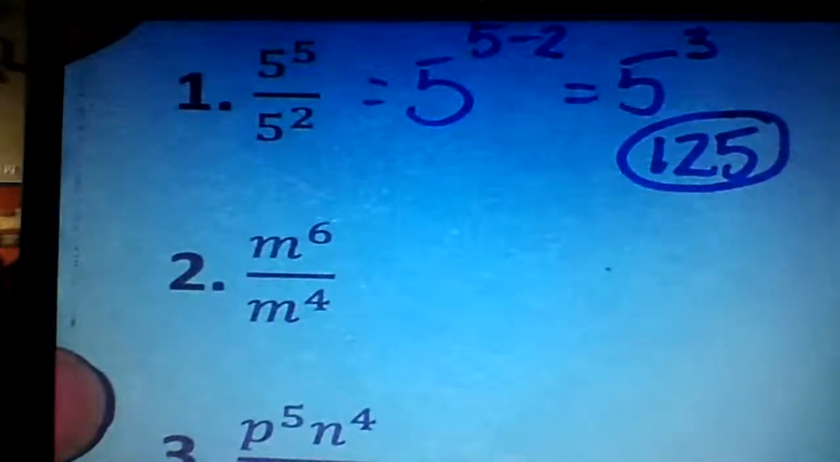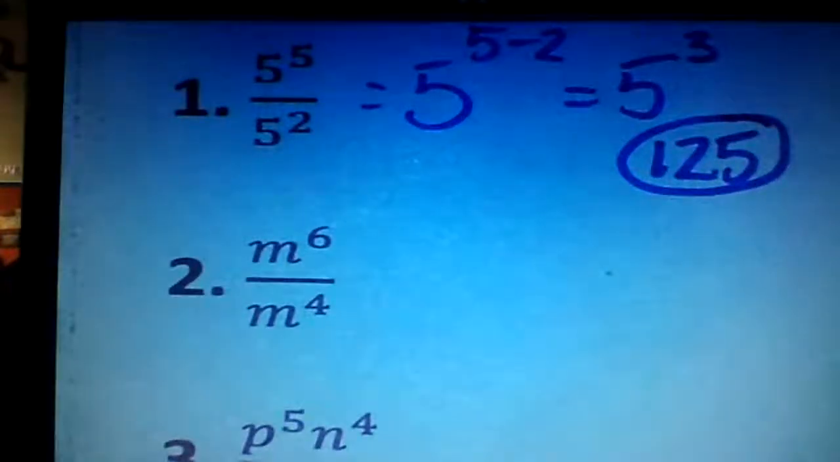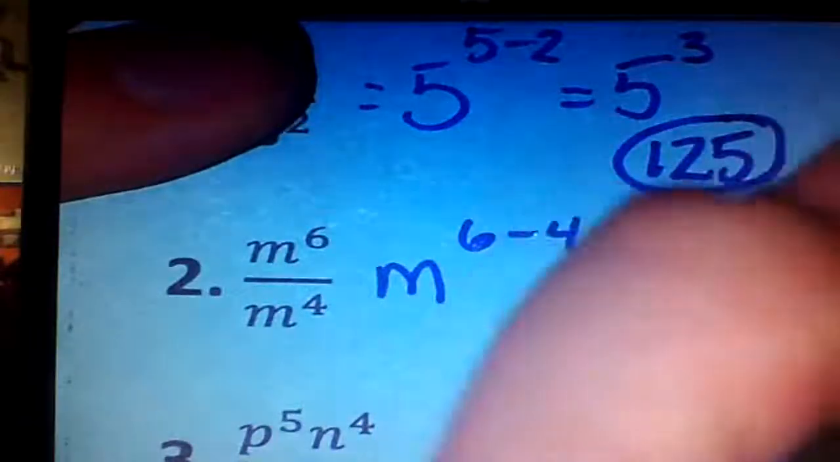Yes, Brenda. You say how it's 5 to the third? 5 to the third is 5 times 5, which is 25, times 5, which is 125. He just literally raised 5 to the third power. Okay, so m to the sixth over m to the fourth becomes m to the second. This is m to the 6 minus 4.